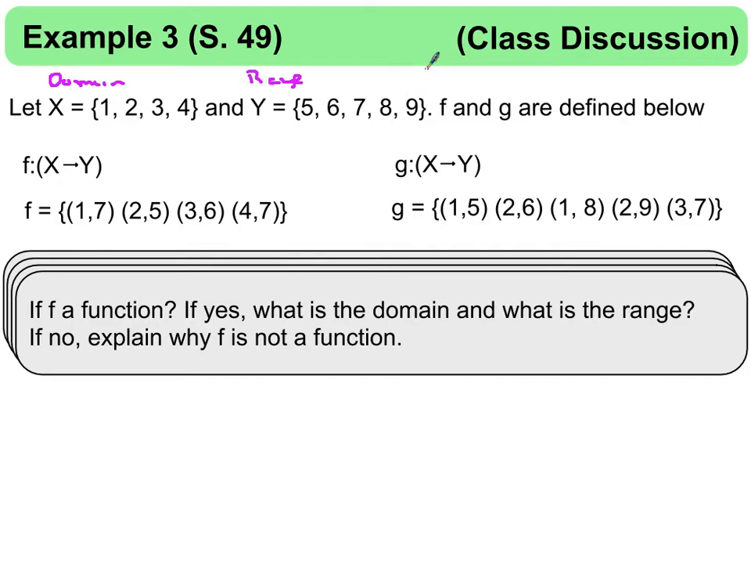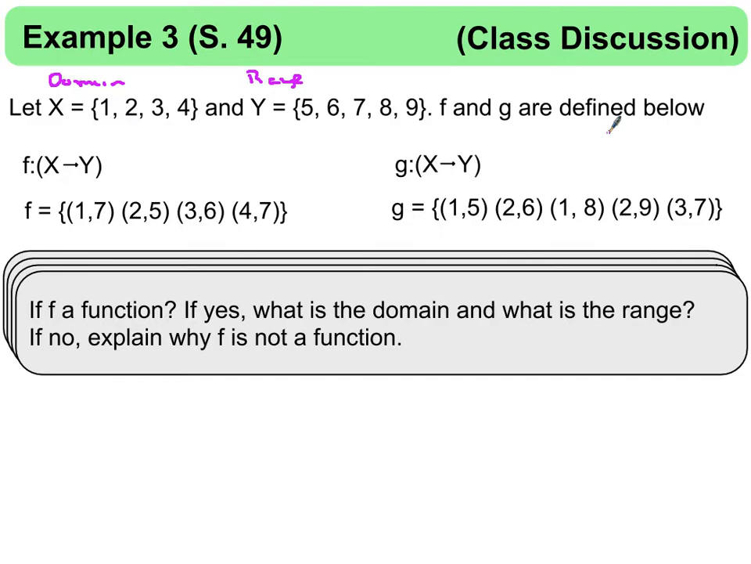F and G are defined below as such. So they tell us in our function F, these X's map to the Y's, so 1 to 7, 2 to 5, 3 to 6, and 4 to 7. And in this one over here for X to Y for G, function G, 1 maps to 5, 2 maps to 6, 1 maps to 8, 2 maps to 9, and 3 maps to 7.